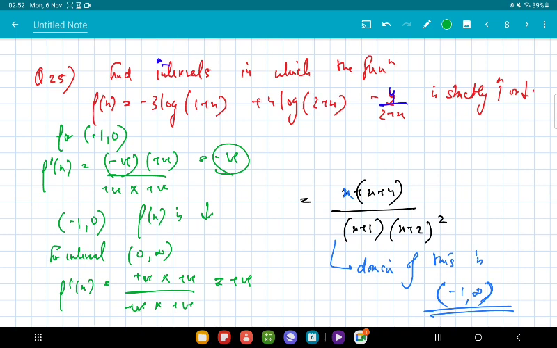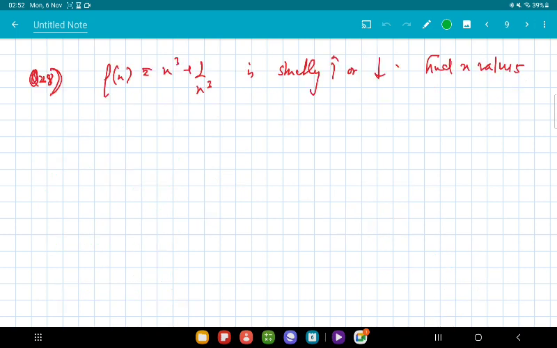I hope you are liking my approach. Then comes the question again. Yeah, this chapter mostly consists of this type of sums. We have to solve these type of sums as much as we can over here.